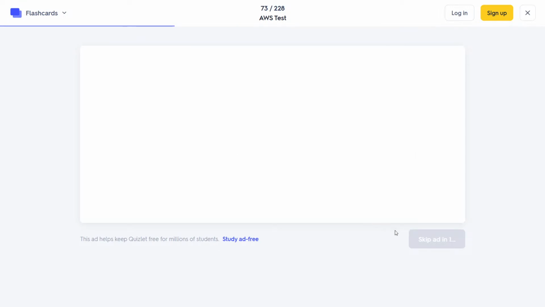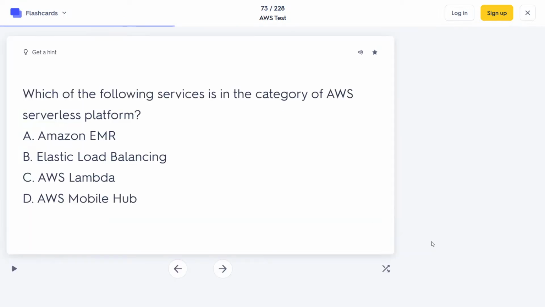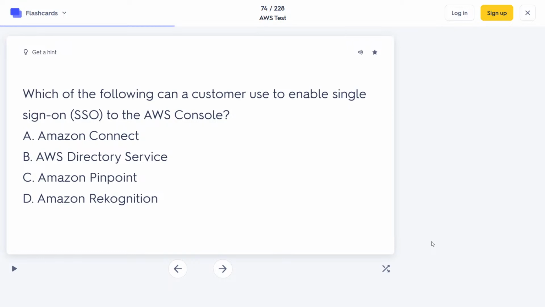Yeah, beautiful ad again. Last time this website was free, like no ads. Which of the following services in the category of AWS serverless Lambda? Which of the following can a customer use to enable SSO to the AWS console? I mean, it totally sounds like A, but it was B.